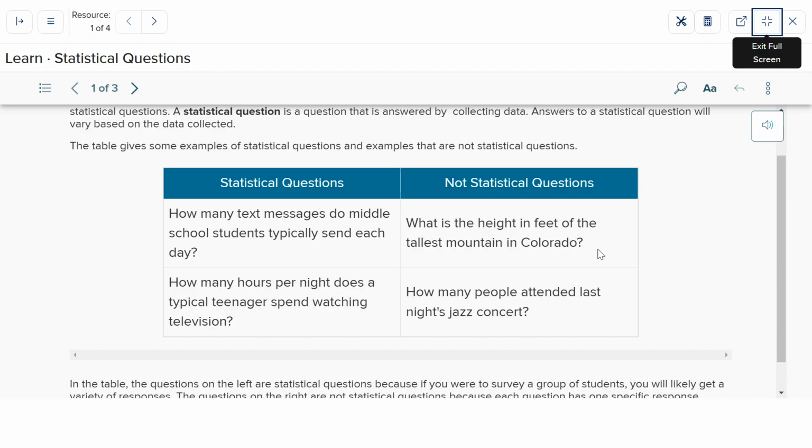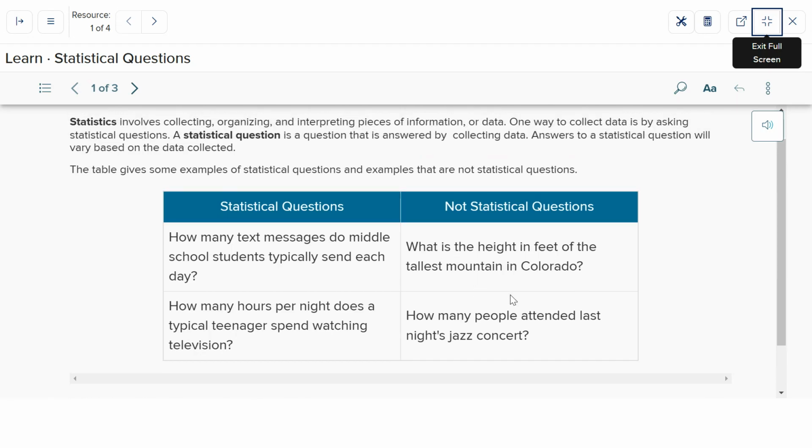On the other hand, non-statistical questions would be something like, what is the height in feet of the tallest mountain in Colorado? Or how many people attended last night's jazz concert? Now, this first one, the height in feet of the tallest mountain, it's obvious why it's not statistical. This is just a fact. Someone went and measured the height of the mountain, and we know how tall it is, and that is something that you just find out. Technically, you're still collecting a piece of information when you do that measurement, but there's one right answer, and so it is not statistical.